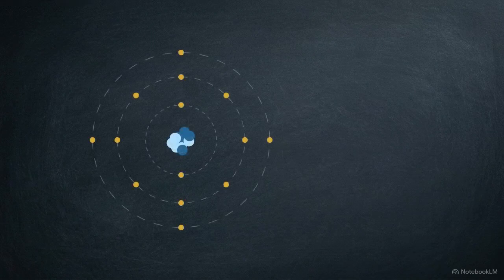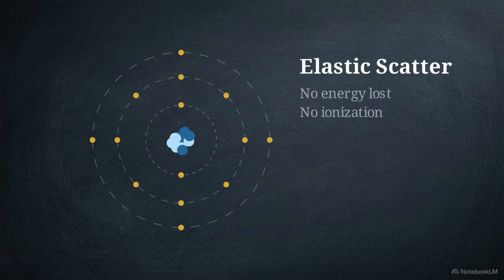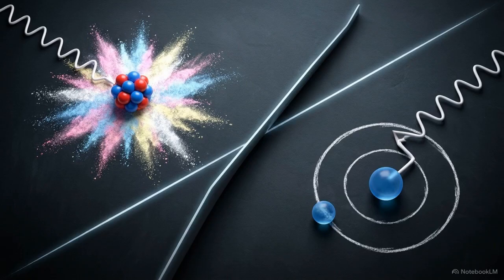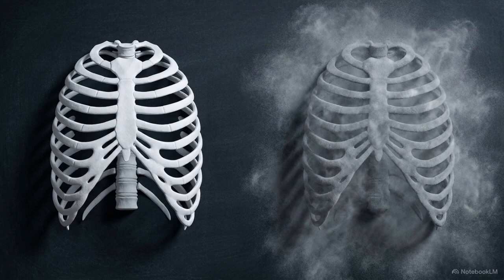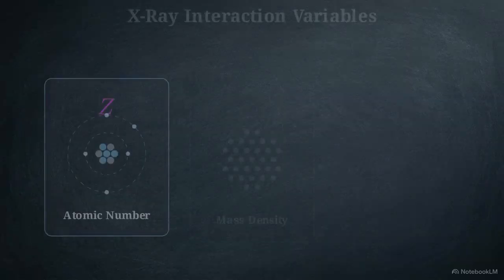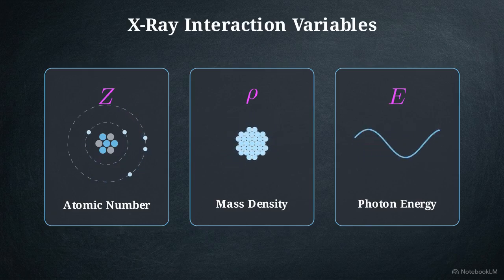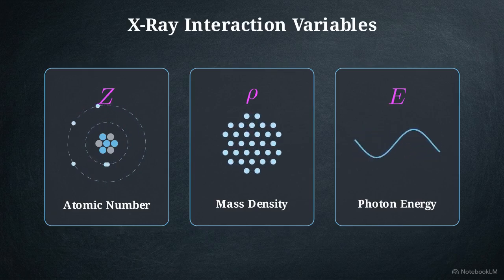When a photon hits an atom, it can bounce off a firmly bound electron without losing energy or causing ionization. This is elastic scatter. Because elastic scatter causes no downstream effects in the material, it has almost no diagnostic significance in radiology. We can ignore it. The true drivers of clinical attenuation are two competing processes, the photoelectric effect and Compton scatter. These two interactions dictate the final outcome of every scan, controlling everything from image contrast to patient radiation dose. Mastering the physics of radiography means understanding exactly how variables like atomic number, mass density, and photon energy determine which of these two events occurs.